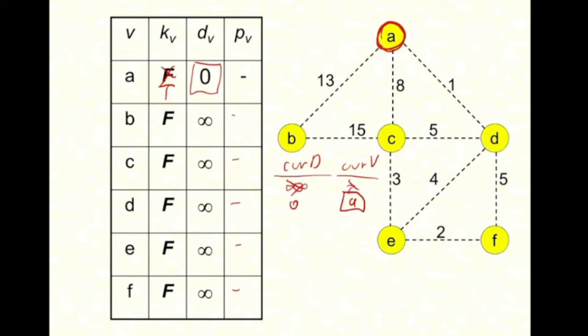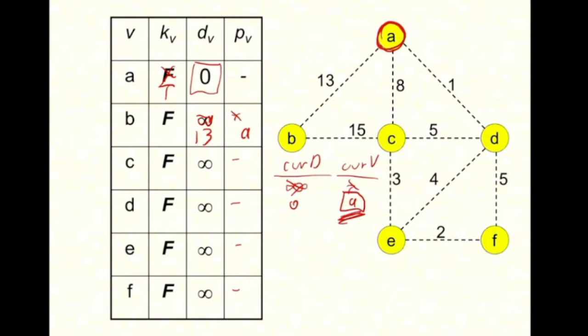That was step 2. Step 3 says update the false ones. So we go back through the table. I say, well, A is already true. I can't look at it. We can't change it once it's done. So we look to B. B is false. B currently has a distance of infinity. Distance from A, the current vertex, to B is 13. That's better. So 13 is better than infinity if I use A to get there.